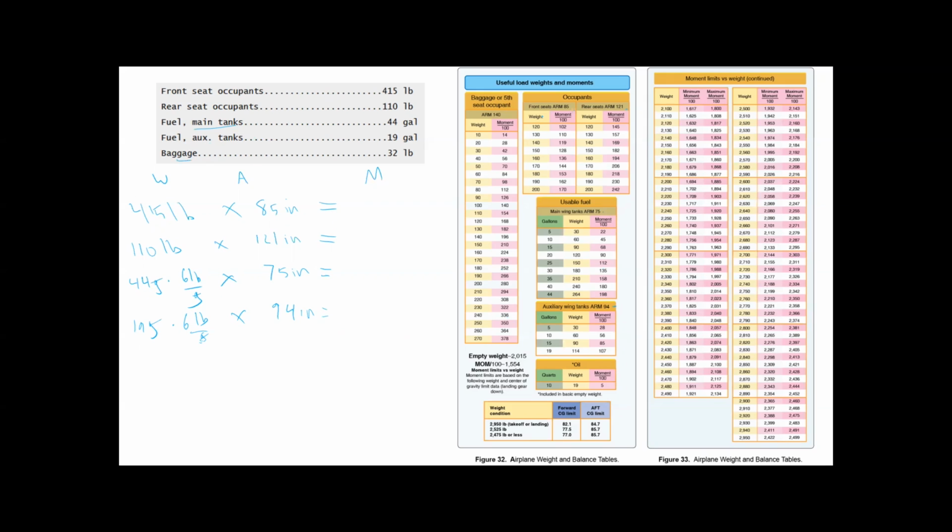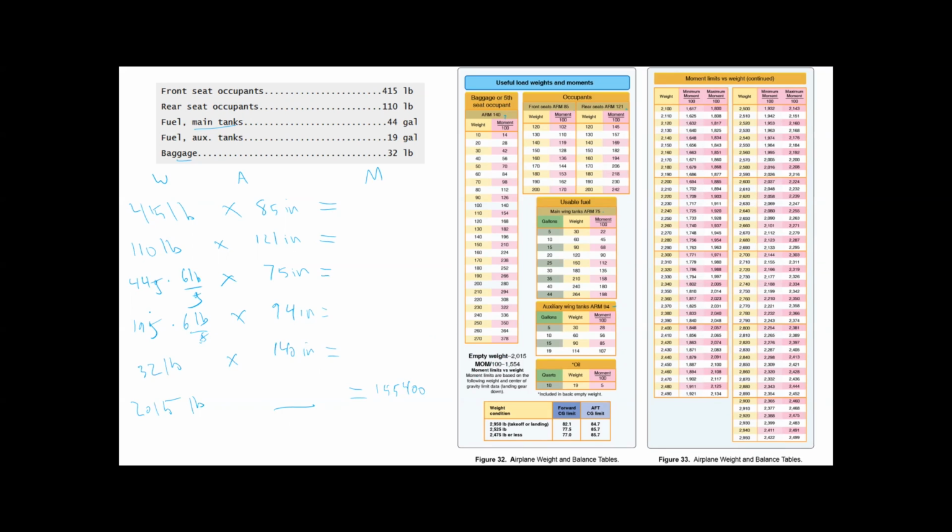And then our baggage, 32 pounds, and our baggage arm is 140. So 32 pounds times 140 inches for the arm. And of course, can't forget our empty weight, 2,015 pounds. They don't give us an arm. They actually just give us the moment, which is 1554. And to keep the units straight, I will tack on the extra two zeros there. And so let's do some math.